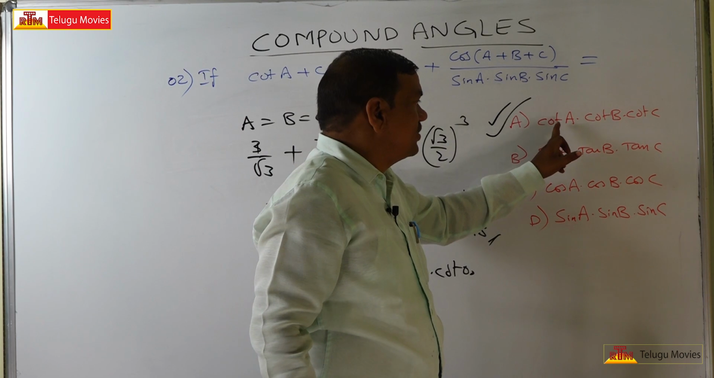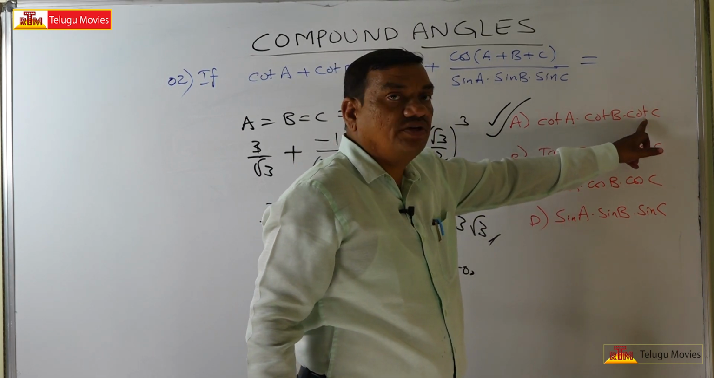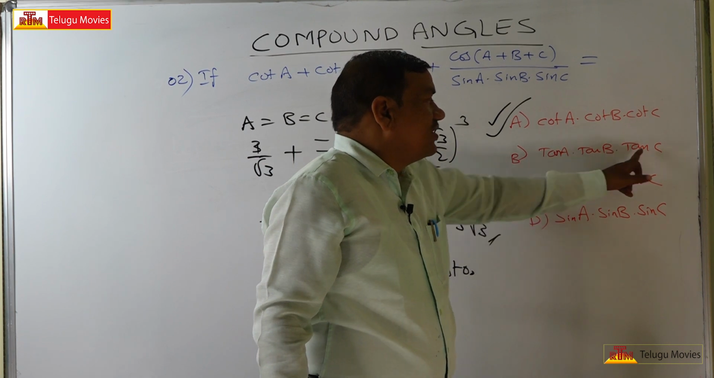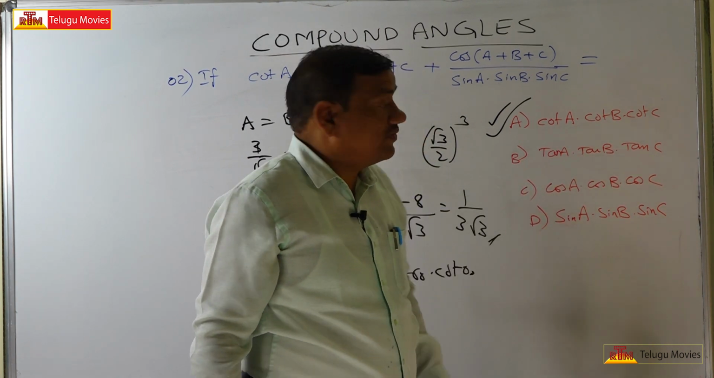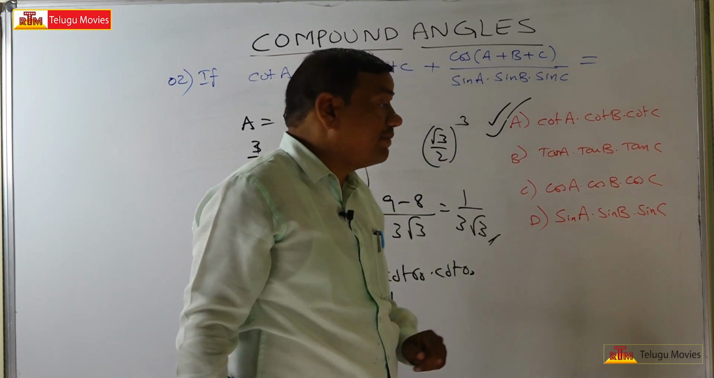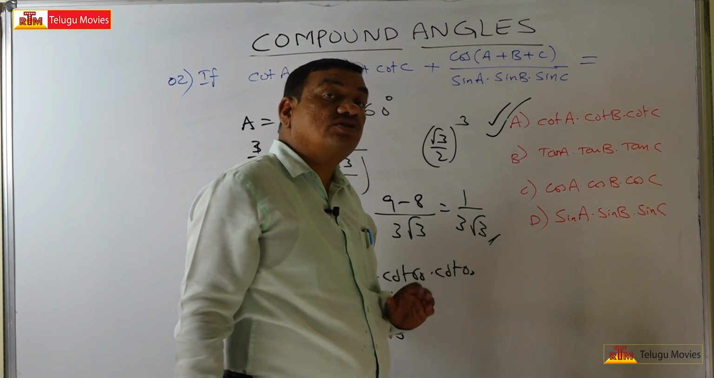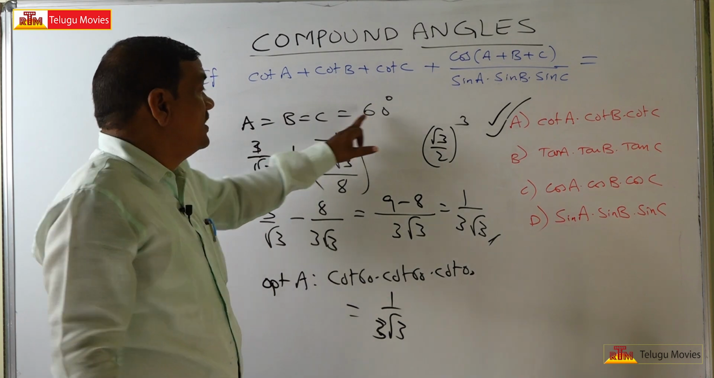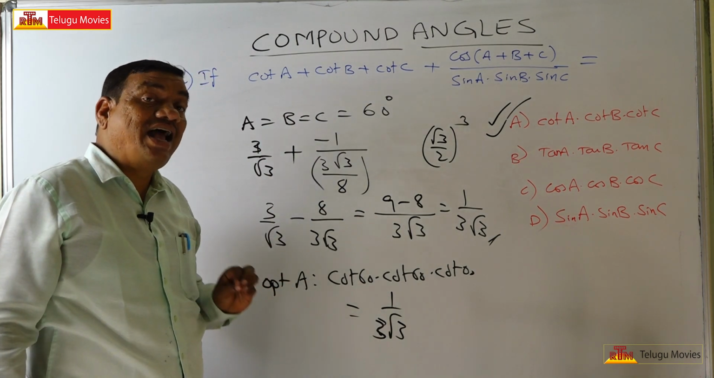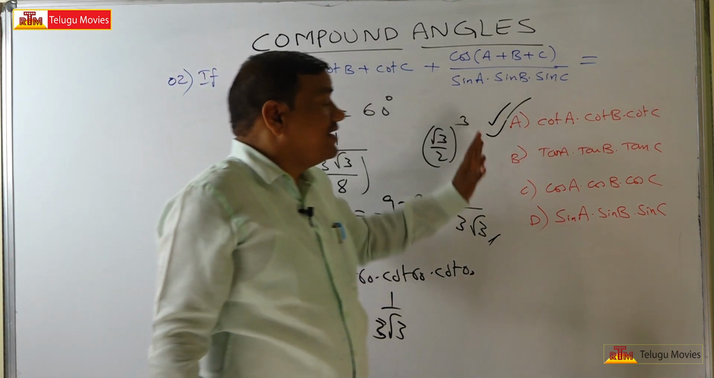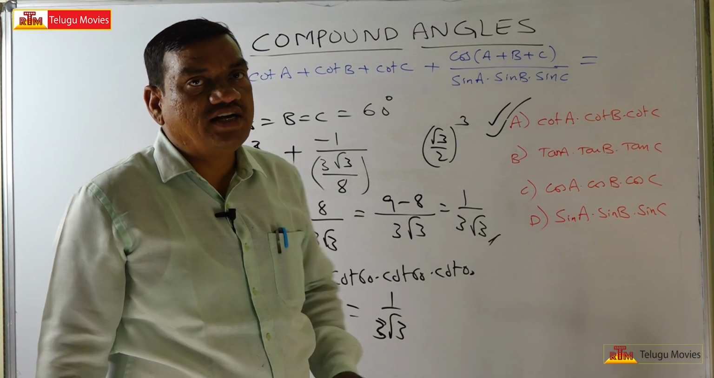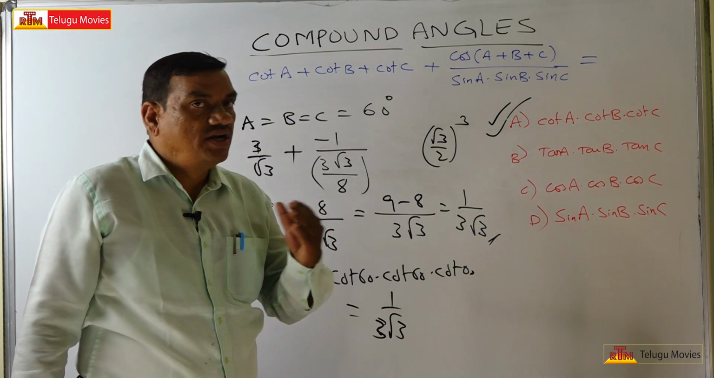But what happens if you take 45? cot 45 into cot 45 into cot 45 becomes 1, and tan 45, tan 45, tan 45 is also 1. That means A and B will give the same answer, and C and D also will give the same answer. You should not take that type of guess. You have to guess the angle such that A, B, C, D will give different solutions. I hope that you understand this solution. Let us go for the next problem.